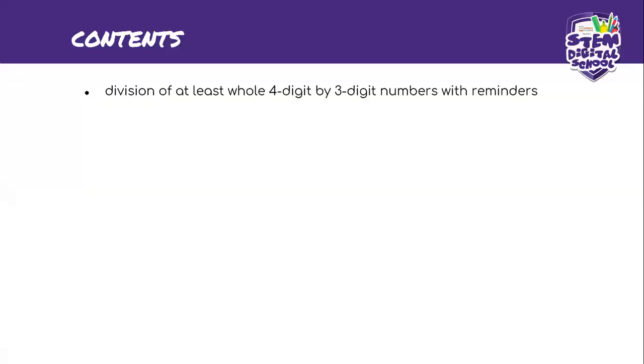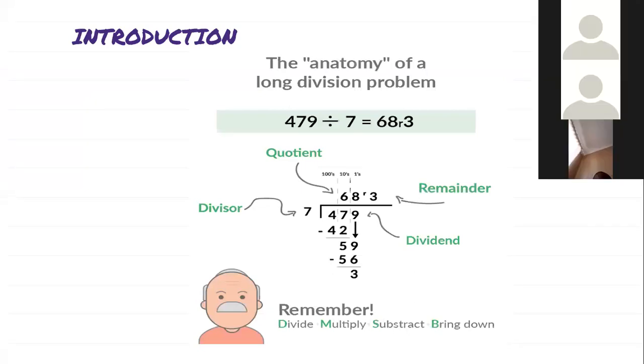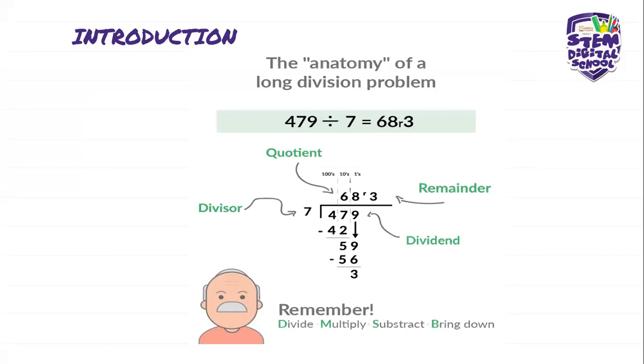So we're looking at division of at least 4 digit by 3 digit numbers with remainders. We spoke about a divisor, a dividend, and a quotient. No, we didn't speak about a remainder. We spoke about the divisor, the quotient, and the dividend.